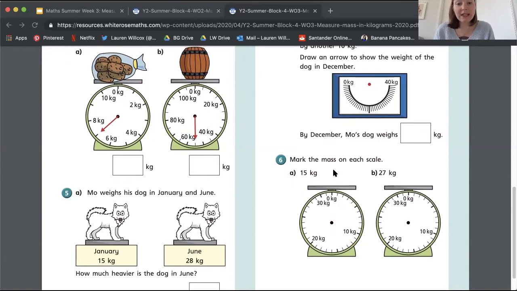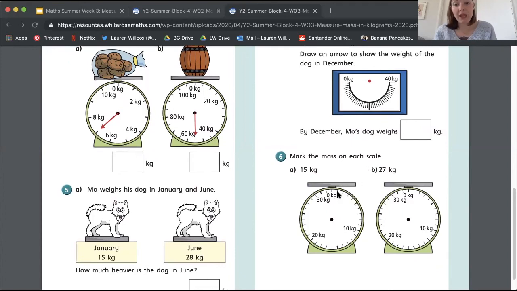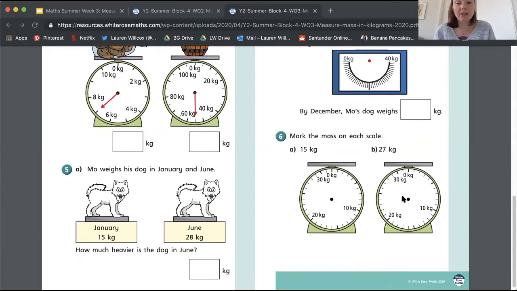Okay, question 6. Mark the mass on each scale. So here, the analog scales are in different increments again. So you need to think about where would 15 be? If this is 0 and 10, and this is 10 and 20, where would you put 15? And here you've got the same increments, 10, 20, 30, but you need to put 27 on. So use this as your point where you're going to draw your arrow from. Can you show 27?